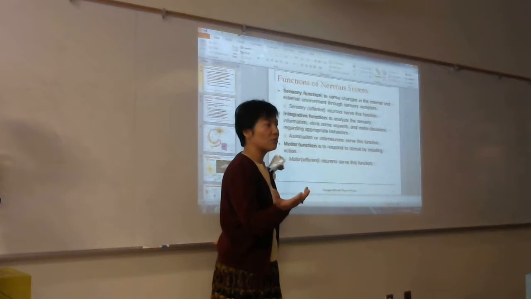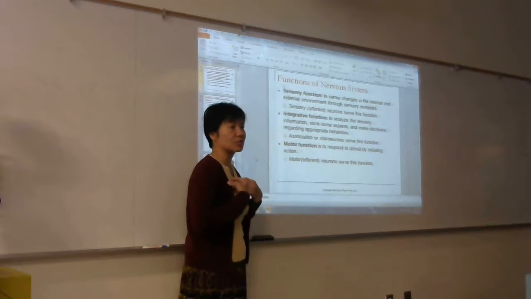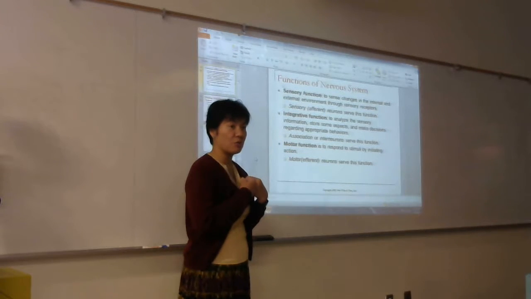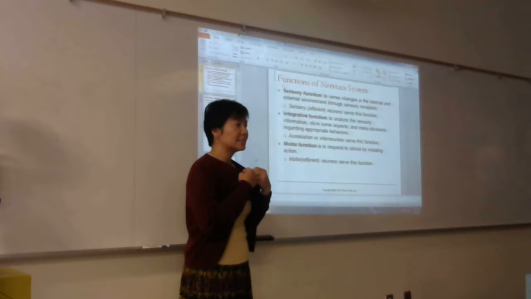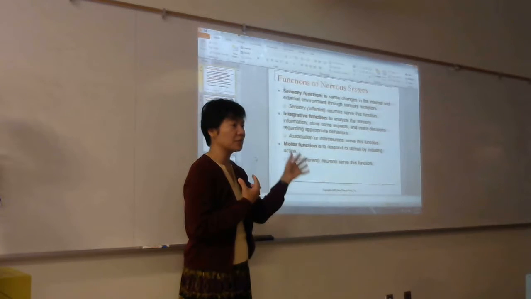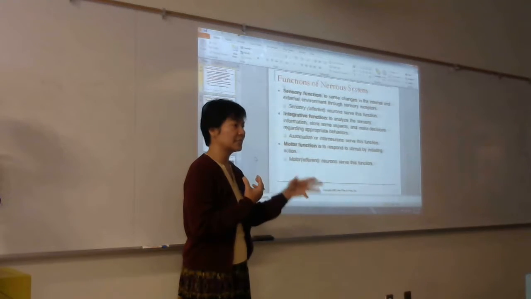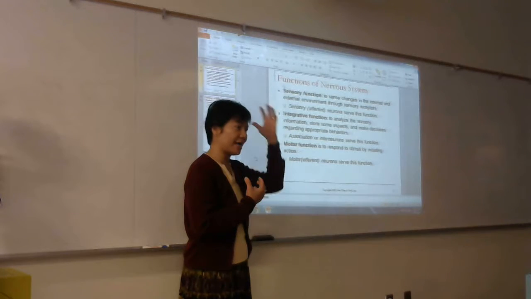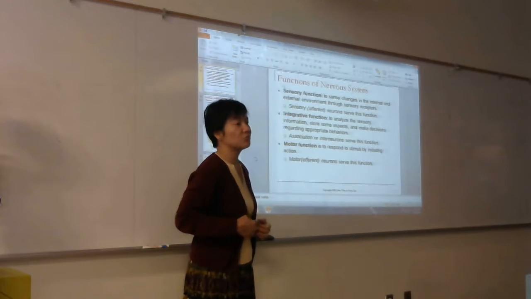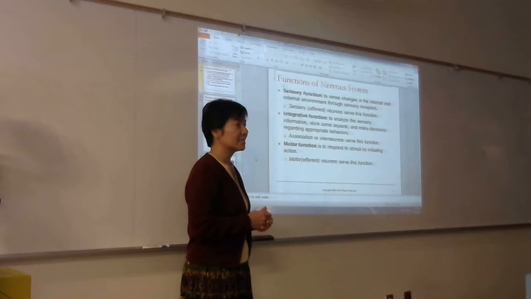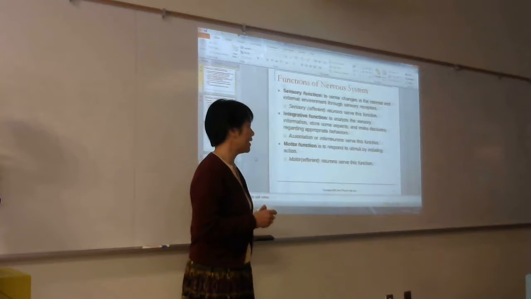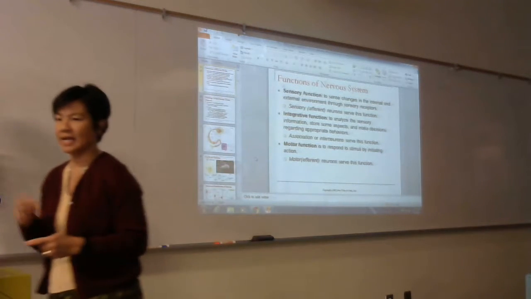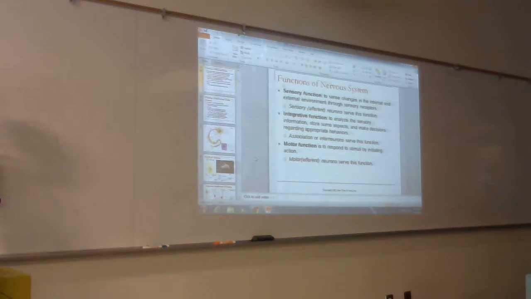Like most of you are wearing long sleeves because you're cold. So the nervous system made you respond to the cold. The nervous system sensed the cold temperature, you analyzed it, then you grabbed a sweater to maintain what? Homeostasis. Always homeostasis. Okay? So as far as the functions of the nervous system are concerned, this one: sensory, integrative, and motor.